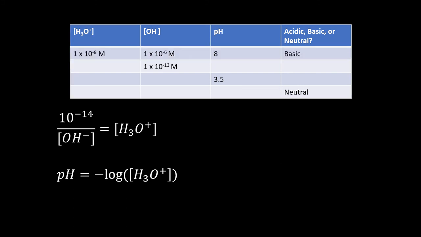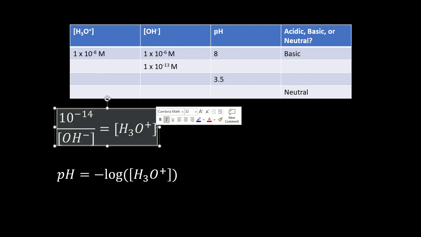Now, going on to the next row, we already know what the hydroxide ion concentration is, 10 to the minus 13th molars, or moles per liter of hydroxide ion. Well, if hydronium multiplied by hydroxide concentration equals 10 to the negative 14th, then rearranging to solve for hydronium ion concentration, we get 10 to the negative 14th divided by hydroxide ion concentration.